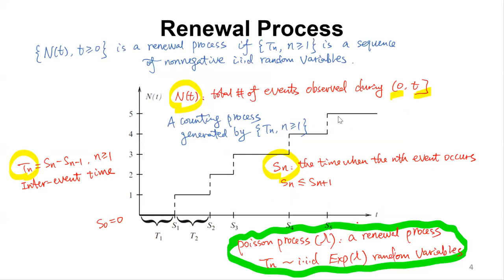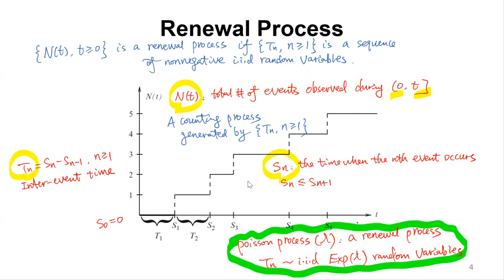Now let's have a look at the renewal process. So the renewal process is a random variable, Nt, t greater than or equal to 0. It's a renewal process if Tn is a sequence of non-negative IID random variables, okay? So Nt, obviously, Nt is the count. Nt is a counting process generated by Tn, n greater than or equal to 1. Nt is the total number of events observed between 0 and t, by time t.